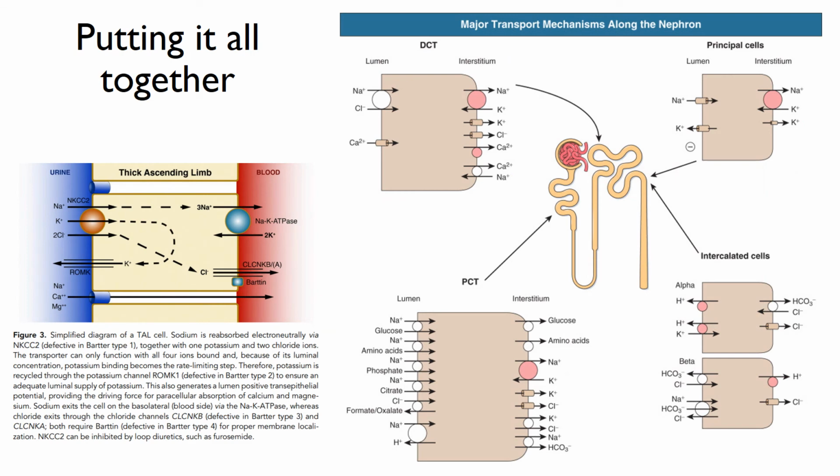This is the last slide that has to do with learning objective 1. This is essentially putting it all together on one graphic of major transport mechanisms through the nephron. Over here on the left is the thick ascending limb. This is a graphic depicting everything that you just got done learning.